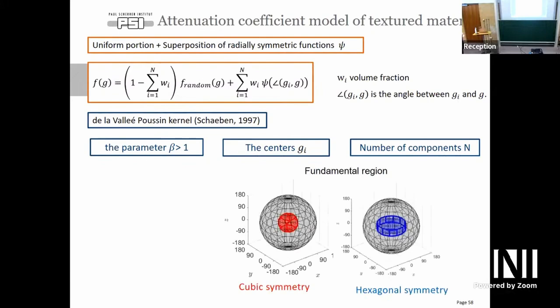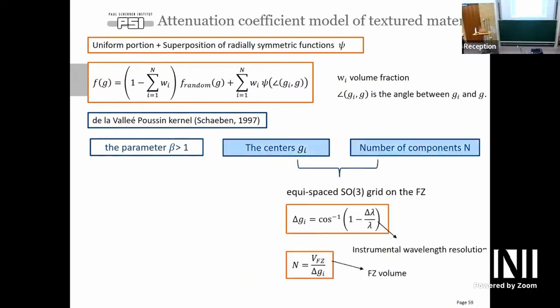Of course, these two will depend on the fundamental region, and this will change depending on the symmetry. This is how the red thing here inside is the fundamental region for a cubic symmetry, and the blue here is the fundamental region for hexagonal material. So clearly the volume of the fundamental region in different crystal structures is different.